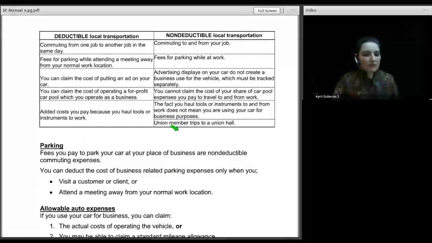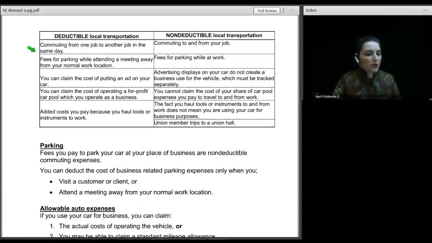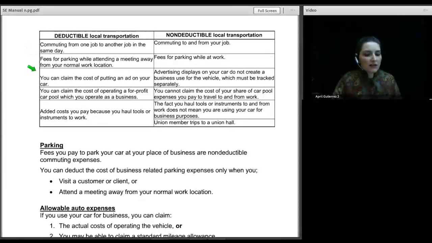The types of deductible transportation for local transportation that you might be able to deduct, and also over in this column we have things that you are not allowed to deduct. Deductible transportation includes commuting from one job to another job on the same day. Fees for parking while attending a meeting away from your normal work location. You can claim the cost of putting an ad on your car.